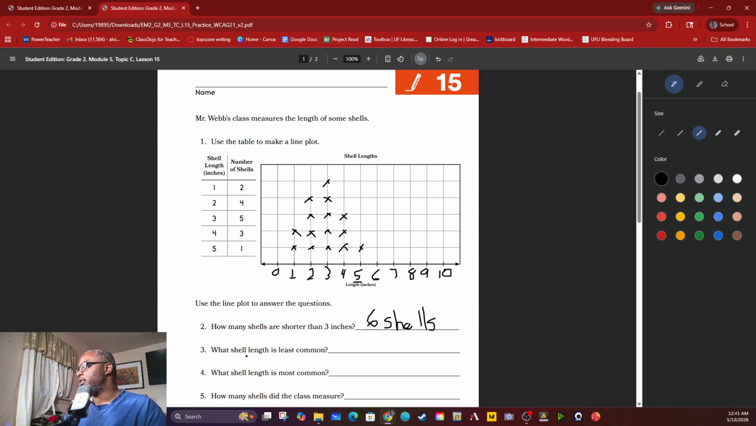And then what shell length is least common? The one you see the least, and again, that is 5 inches because we see 2 right here. I guess you could make an argument, but this is actually saying the least. So yeah, I guess it will be the 5 inches that has the least out of all the shell lengths, which is 5 inches. Okay.